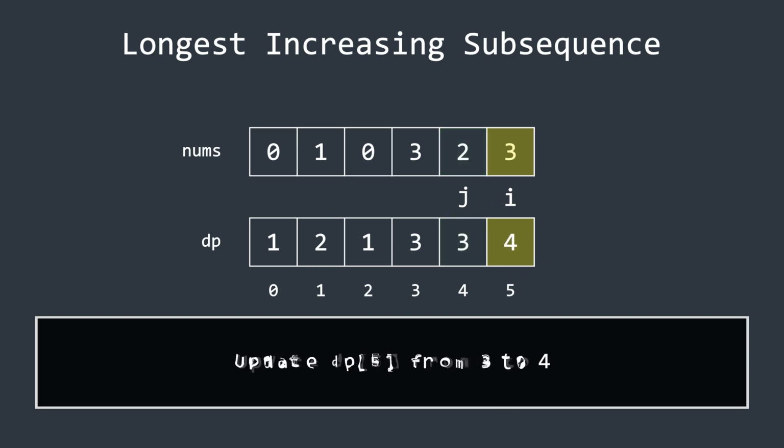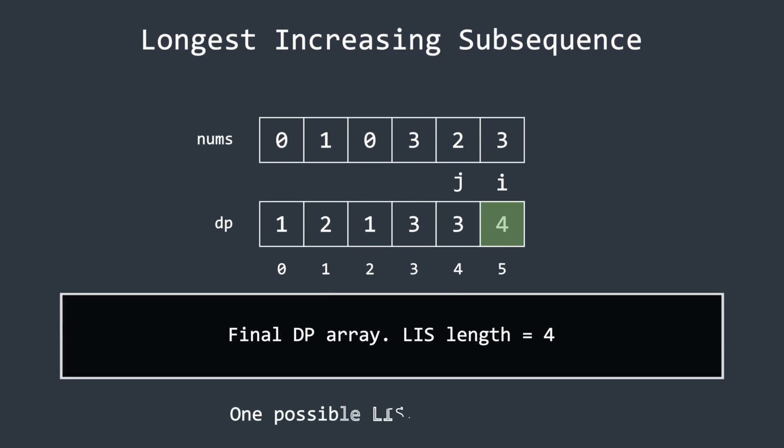Once the algorithm finishes, we simply return the maximum value in the DP array. This value represents the length of the longest increasing subsequence, which is 4 in this case. The actual sequence here is this one. Now our algorithm does not explicitly find the sequence itself, but only its length as required by the Leetcode problem. However, if you want to reconstruct the sequence, you can maintain an additional previous array to track the indices.